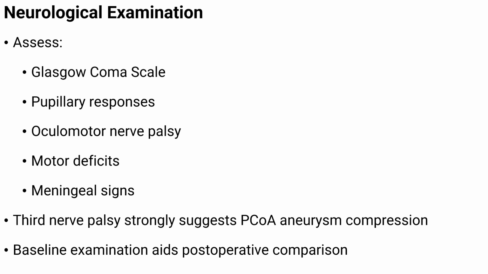Certain findings are especially important. Third nerve palsy strongly suggests compression from a posterior communicating artery aneurysm, particularly when patients develop ptosis, pupillary dilation, and impaired eye movement due to involvement of the oculomotor nerve as the aneurysm enlarges near the paraclinoid region.